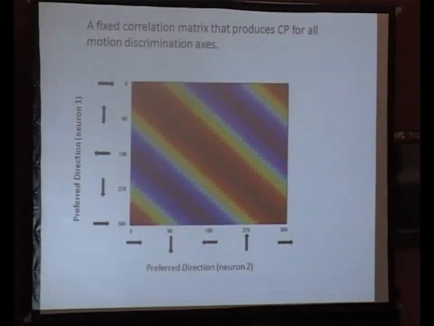If I have a correlation matrix which is like this, so that neurons with identical preferred directions have the highest correlation, and as you go away from this identity line, the correlation gets weaker and weaker, that'll generate choice probabilities just fine. And so this is, you know, the natural way to think about the data.